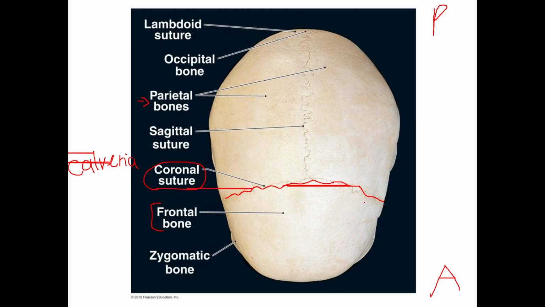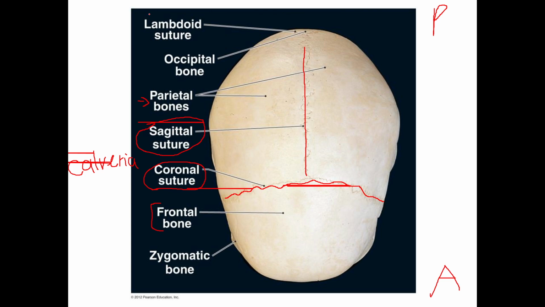Our coronal suture is kind of dividing the anterior and posterior aspects of the skull. And just like I previously mentioned, we also have a sagittal suture. The sagittal suture is going to follow the sagittal plane right down the middle of the skull. The sagittal plane is running and dividing our bodies into a left and right half.